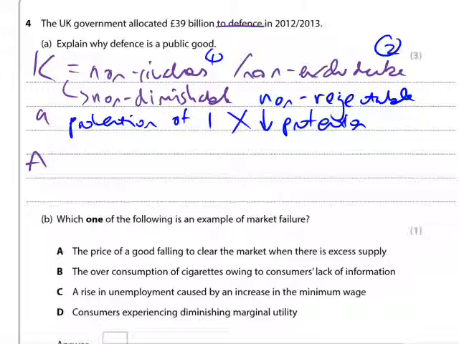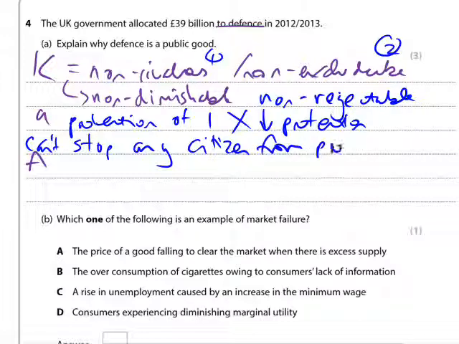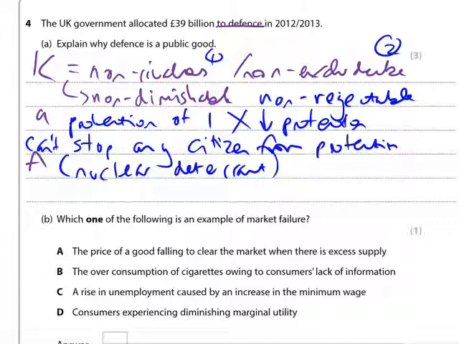And the non-excludable part is that you can't stop any citizen from being protected. So an example that they normally use for this one is the nuclear deterrent. You can't stop anyone in the UK from being protected by the nuclear deterrent, and also the protection of one person doesn't use it up for anyone else. The non-rejectable part is that there's no choice. If you live in the UK, you have no choice about whether or not you're protected.